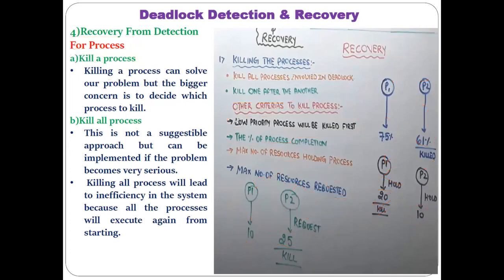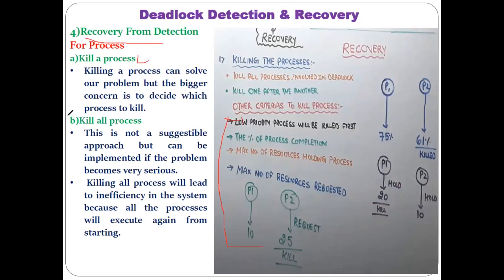So with the help of these different criteria, the operating system can decide which process to kill first in order to recover from the deadlock. That is the first case, where the operating system tries to kill a single process at a time.